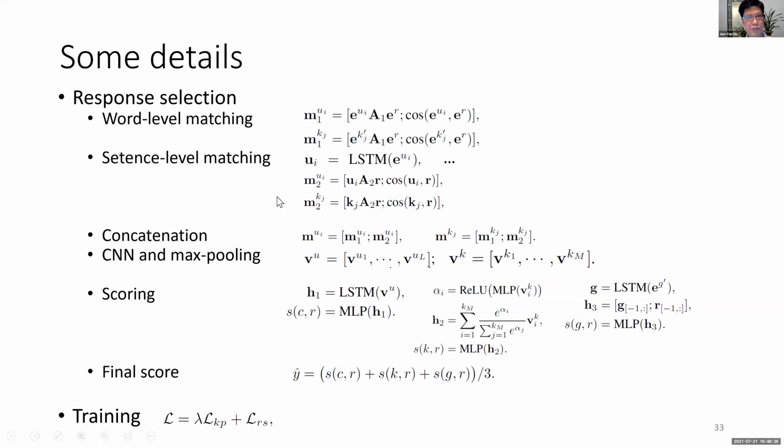And then we have the usual response selection process, trying to produce different scores. Finally, we have this score that will mix up the 3 scores: the score between the response and the context, between the response and the knowledge, and between the response and the remaining goal. Okay, so that's the final process.